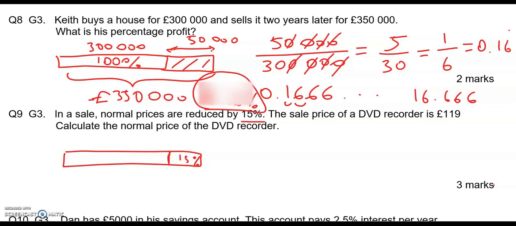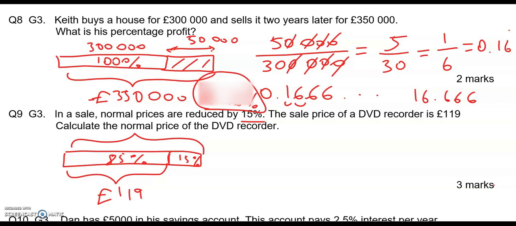So what is left now is 85%, which is equal to £119. Now what we're interested in is the original, or 100%. So what I'm going to do, I'm going to divide 119 by 85, because that's what this is equal to. I can't divide it by 100 because it's not worth 100%. And if I divide it by 100, it's going to give me just 1% of 119, not 1% of the original price.